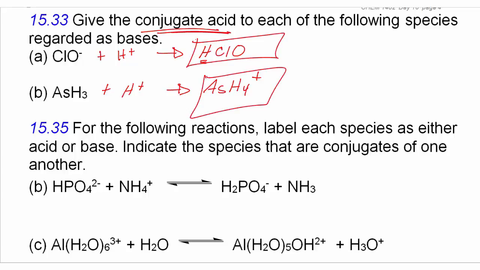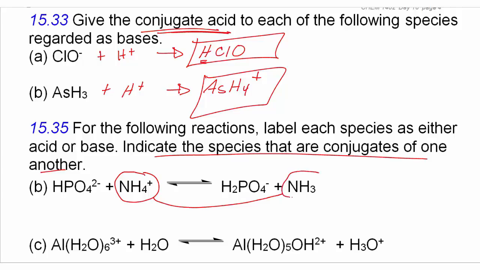For the following reactions, label each species as either an acid or base. Okay, let's do that first. So we have ammonium. Maybe we should do the conjugates first. Indicate the species that are conjugates of one another, because that really helps. If we find the conjugates, it's really easy to tell who's the acid and who's the base.